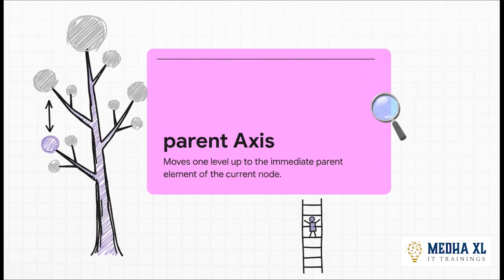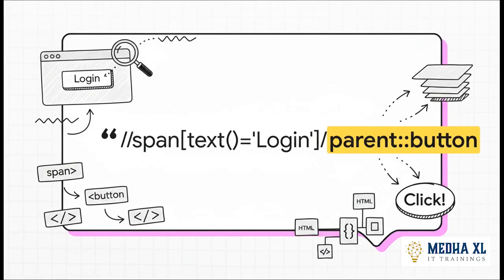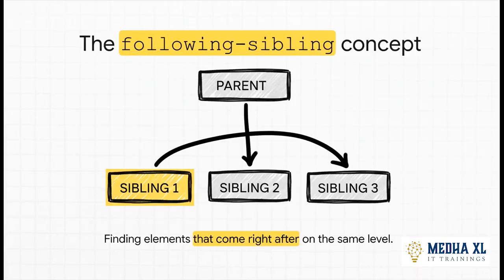Here's a perfect real-world example. Let's say you can easily find the text login inside a span tag, right? That's easy. But what you really need to do is click the button that contains that text. So what do you do? With the parent axis, you just find the span and then say, hey, give me your parent button. Boom, problem solved. Okay, now let's talk about moving sideways.